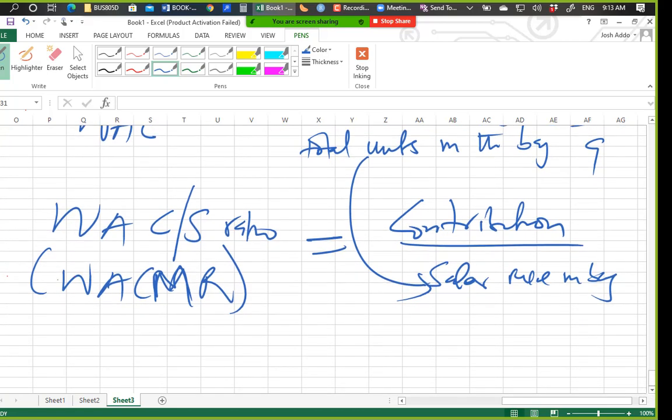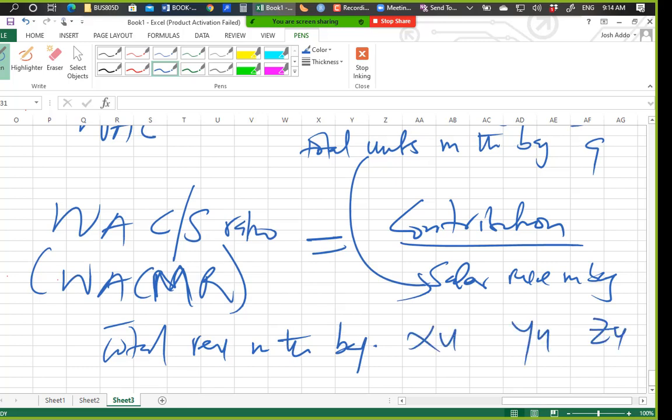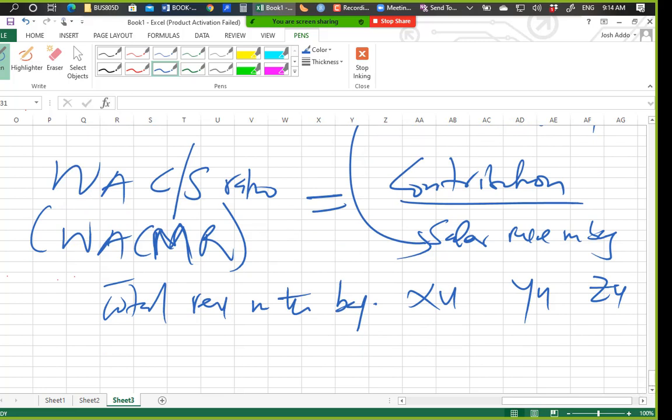So contribution is already calculated at 6.25. Now let's get the total revenue in the bag. Total revenue in the bag. This one has 3.